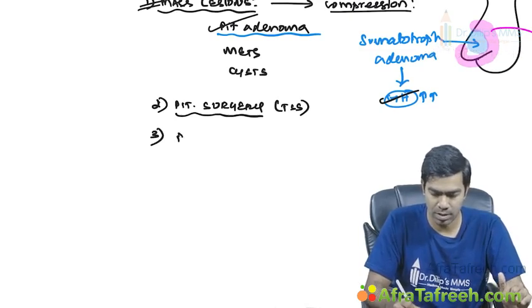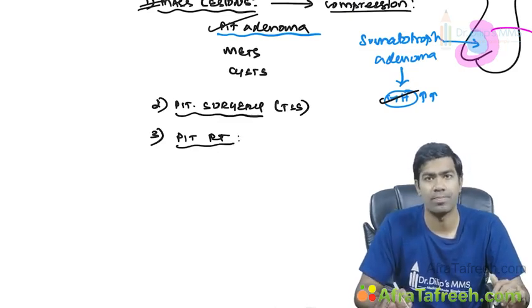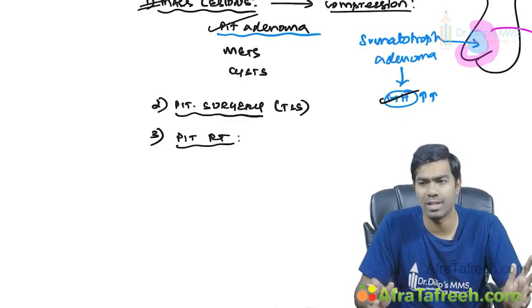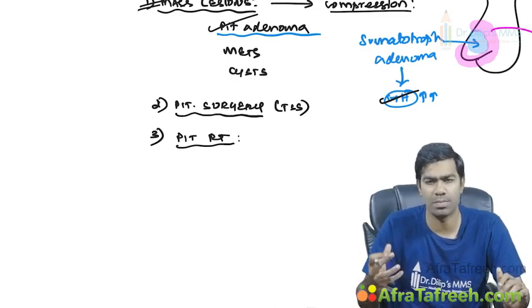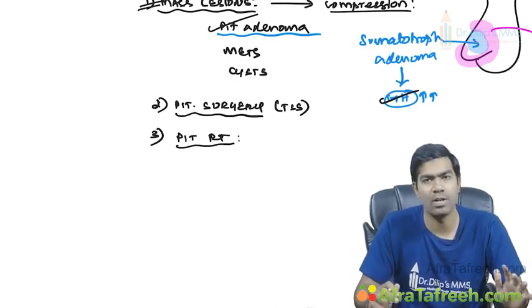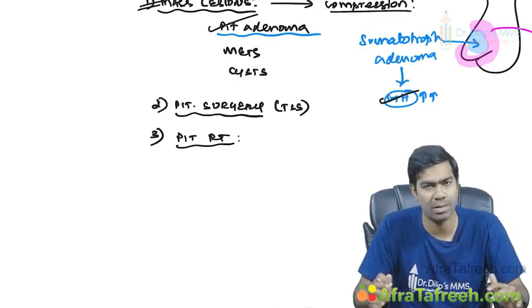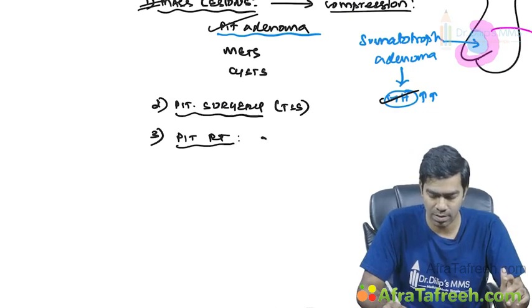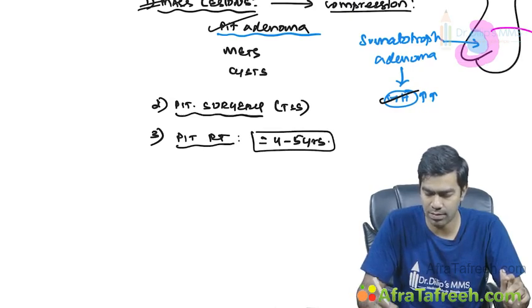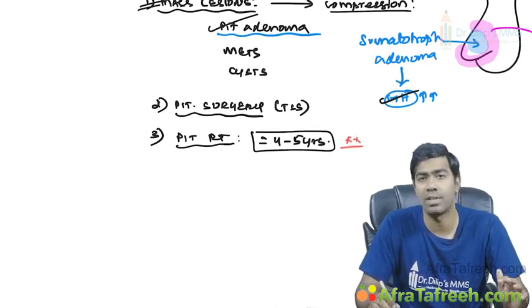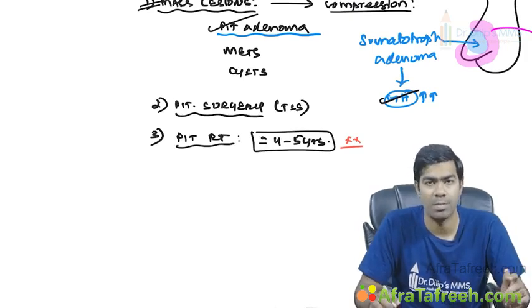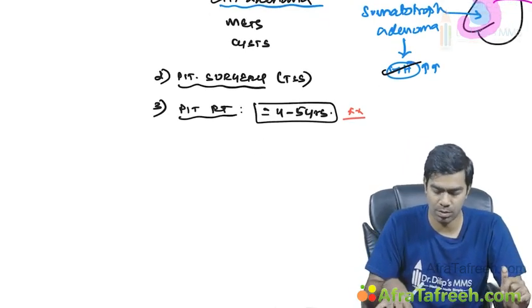Number three, you can end up with hypopituitarism after pituitary radiotherapy, or if you irradiate any brain tumor in childhood, there is again a risk of developing hypopituitarism, because the pituitary is a little bit radiosensitive. When you develop hypopituitarism, usually there is a lag period. You don't develop it immediately. It usually develops approximately 4 to 5 years after radiotherapy. This is again a very important exam question: 4 to 5 years after radiotherapy, either pituitary radiotherapy or radiotherapy for a brain tumor, you might develop hypopituitarism.